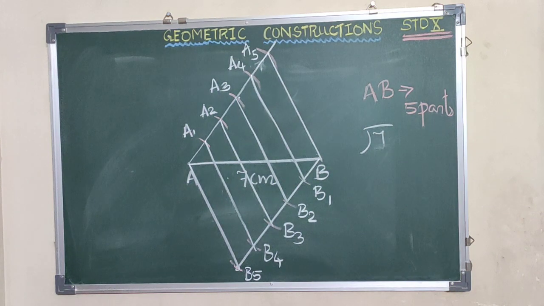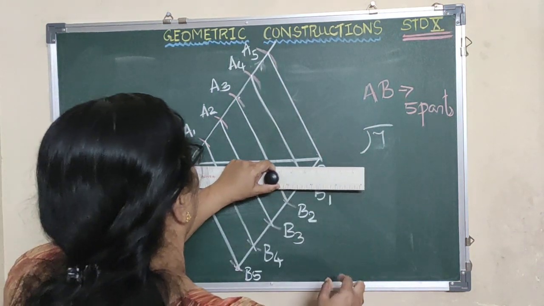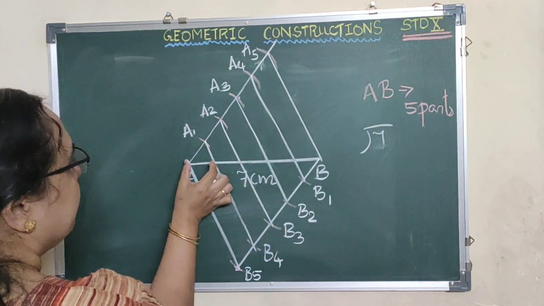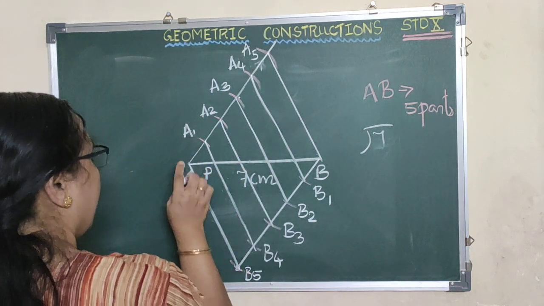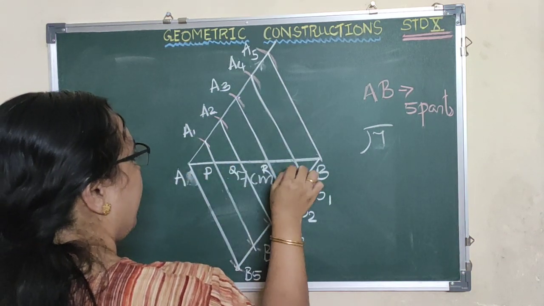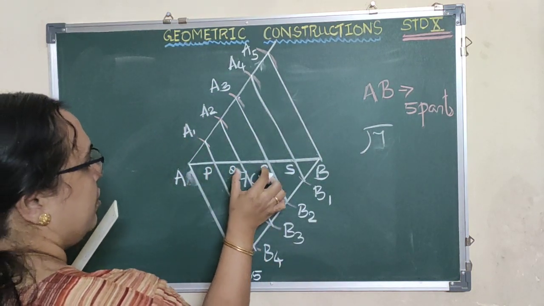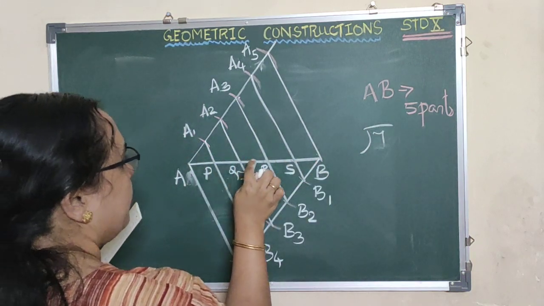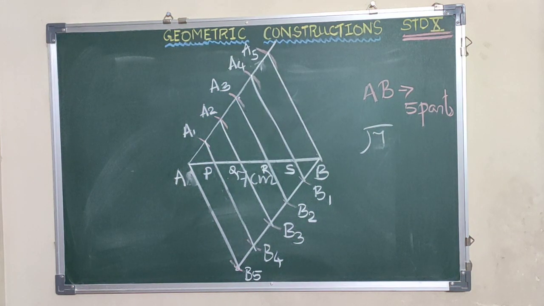Now when you look at the segment AB, and if you measure the distance, you will find that it is equidistant. These segments are equal. If I name this as AP, Q, R, S and this is B. AP is equal to PQ is equal to QR is equal to RS is equal to SB. 1, 2, 3, 4, 5 parts of segment AB. I hope it's quite clear.